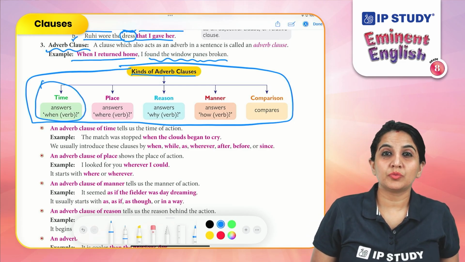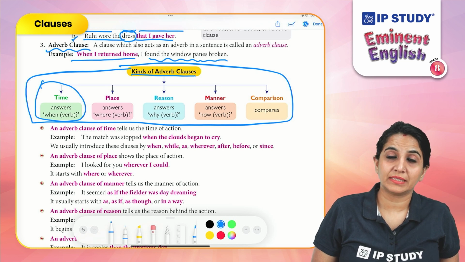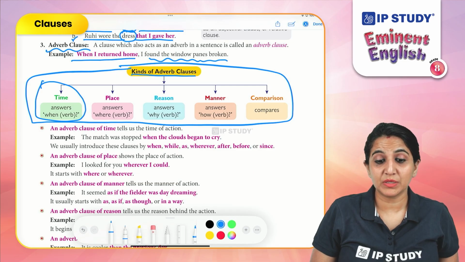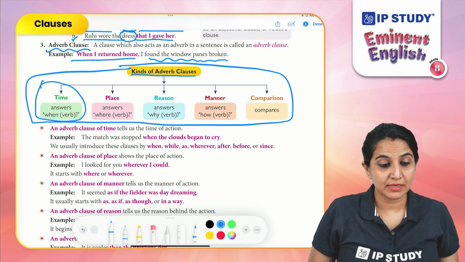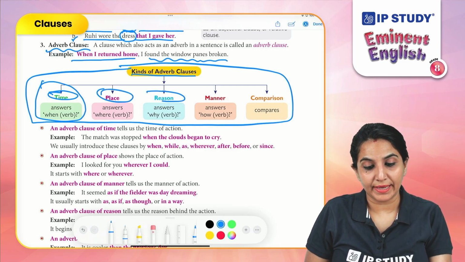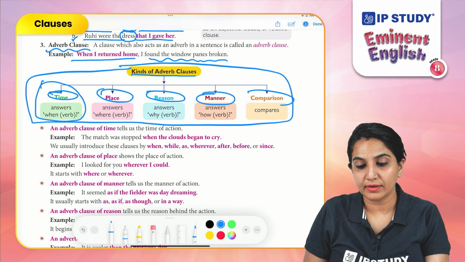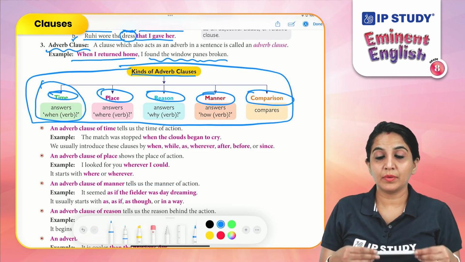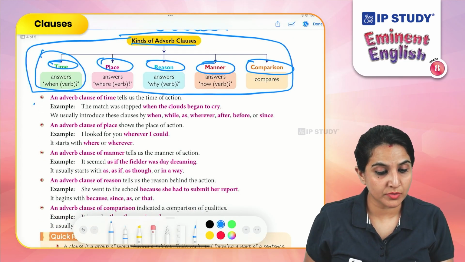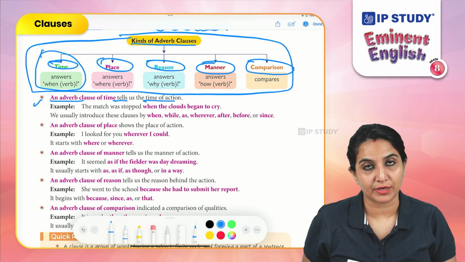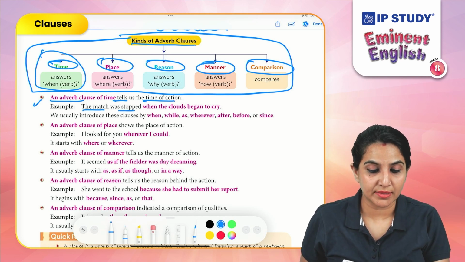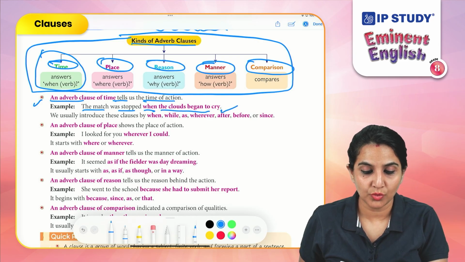As we already know, what is an adverb? They tell us how something is done, when something has happened, or where something has happened. Similarly, adverb clauses answer when, where, why, how, and compare. That means they tell us time, place, reason, manner, and comparison. An adverb clause of time tells us the time of action. For example, the match was stopped when the clouds began to cry.